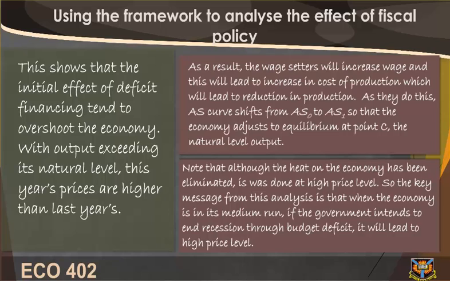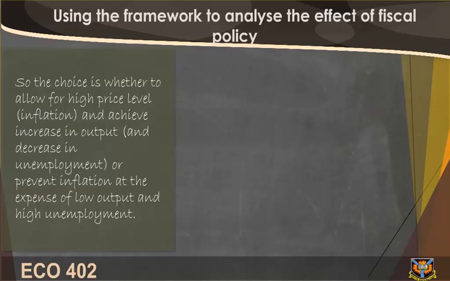at a high price level. So the key message from this analysis is that when the economy is in its medium run, if the government intends to end recession through budget deficit, it will lead to a high price level. So the choice is whether to allow for a high price level, inflation, and achieve an increase in output and a decrease in unemployment, or prevent inflation at the expense of low output and high unemployment.